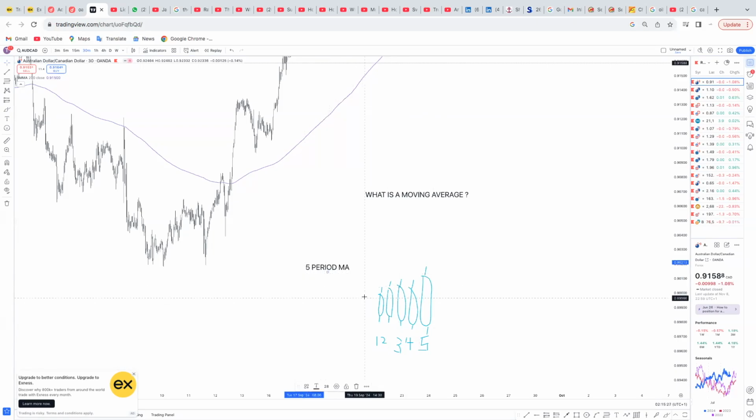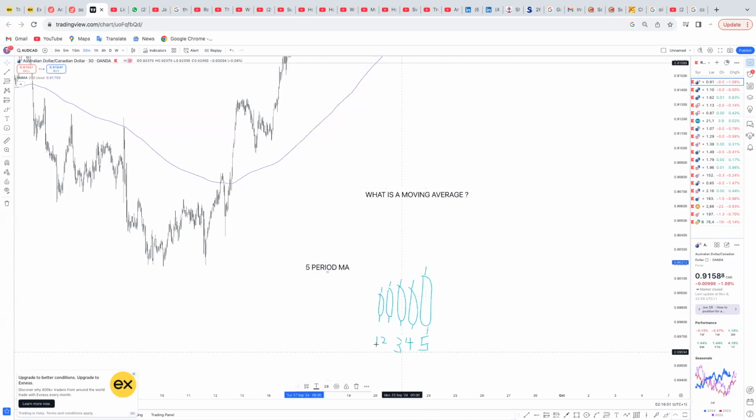So how are we going to do that? How are we going to get the calculation? What we're looking for is the average, because like I said, the moving average calculates the average price over an X number of periods. What's the X number of periods? 5. So we're trying to calculate the average price over 5 periods. This has to do with a little maths.